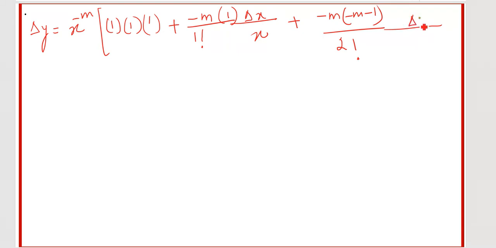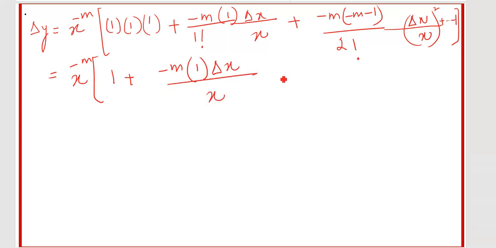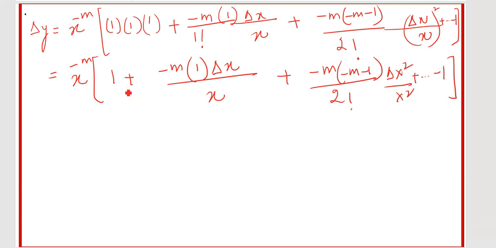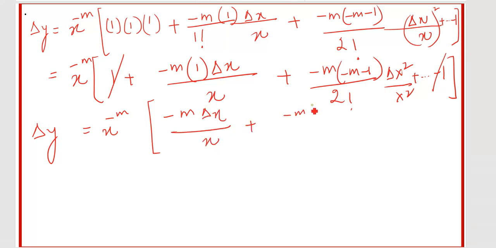into delta x over x square plus so on, and here we have minus 1. So this all will be 1 plus minus m 1 delta x over x plus minus m minus 1 2 factorial. Here we have delta x square over x square plus so on minus 1. So here we have positive 1, here we have negative 1. These two will cancel each other. So whatever is left, delta y is equal to x raised to power minus m. Here we have minus m delta x over x plus minus m minus 1 divided by 2 factorial delta x square over x square plus so on.